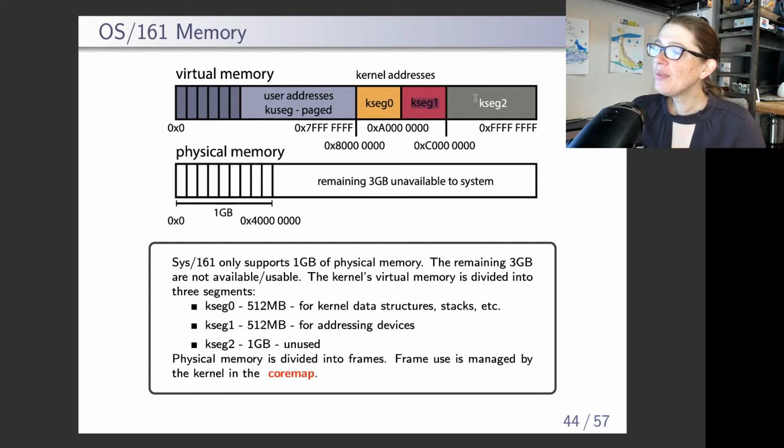And then finally, we have kseg2. And kseg2 is actually unused. It's unsupported. And this is not actually an OS 161 thing. This is actually a MIPS R3000 thing. So I was reading through the R3000 spec a couple years ago, and kseg2, yeah, that's not actually supported. Now you might be thinking to yourself, but that's a gig of memory that we are just not using, and isn't that a big deal? But you have to keep in mind what years this processor was actually used.